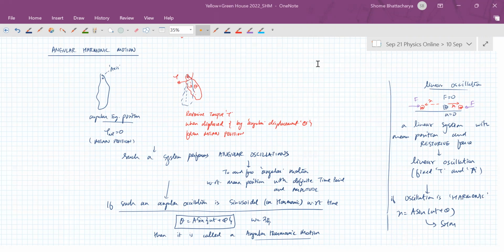Okay, so now let us understand the dynamical condition for angular harmonic motion.